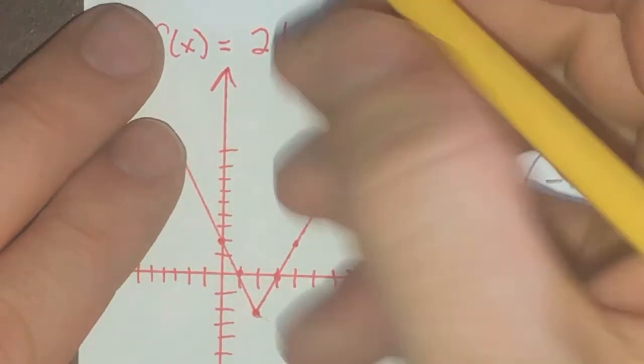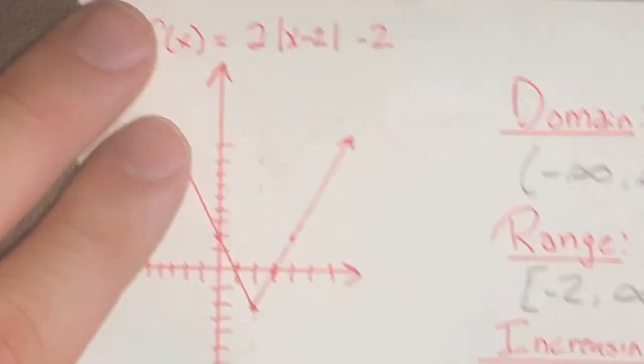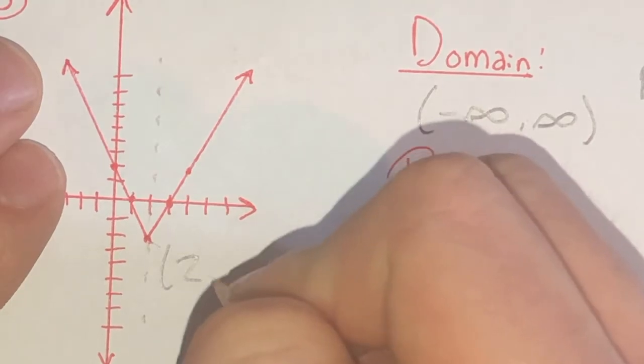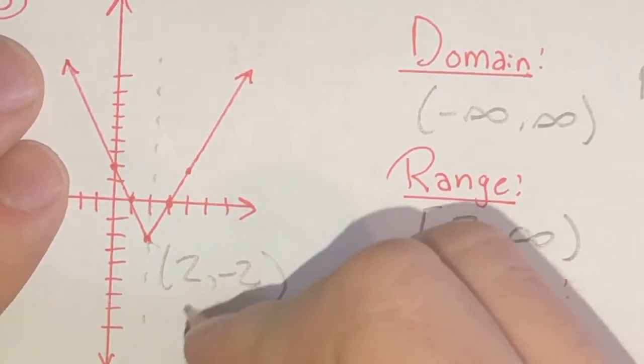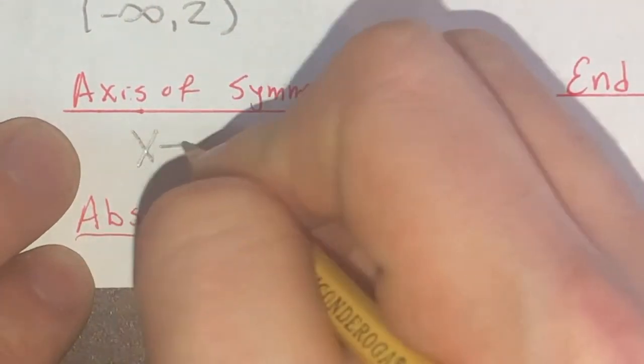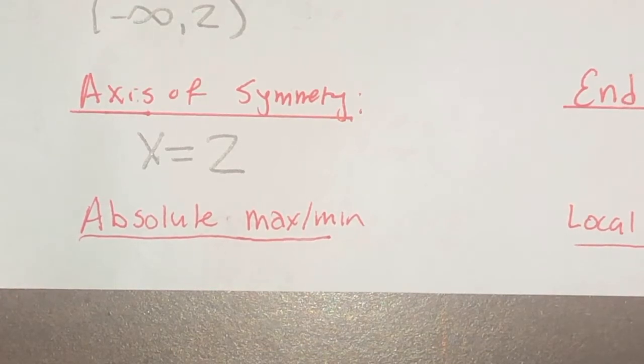Axis of symmetry, we've got one. It's x equals 2. Observe how you have the vertex here of 2, -2. Observe how the x of the vertex is the same number that appears there. That's something you might want to think about, because that's going to be true of absolute value and quadratic functions.